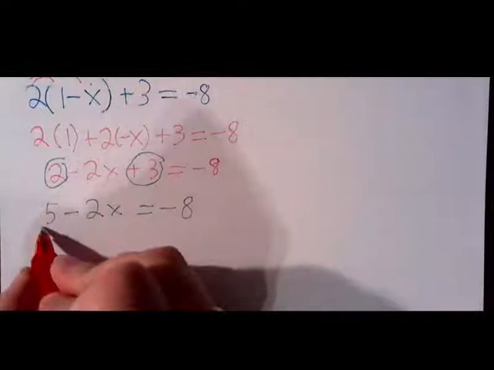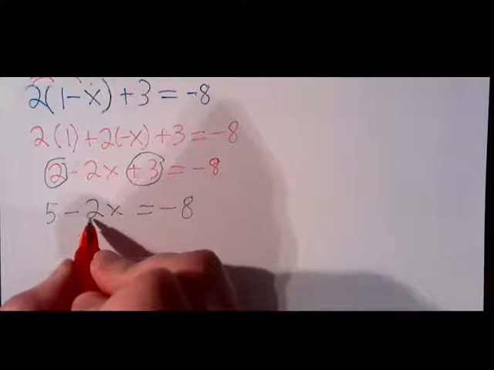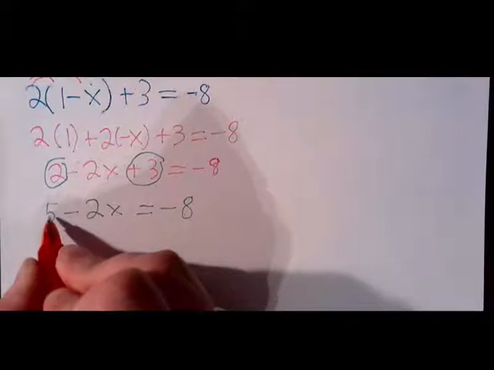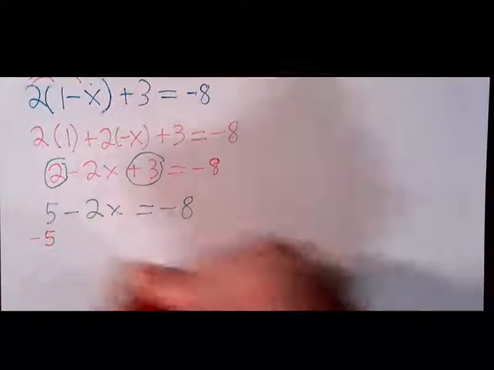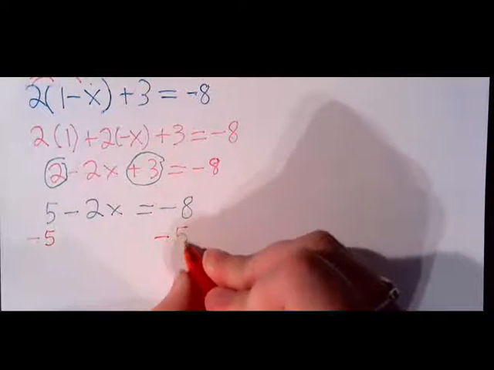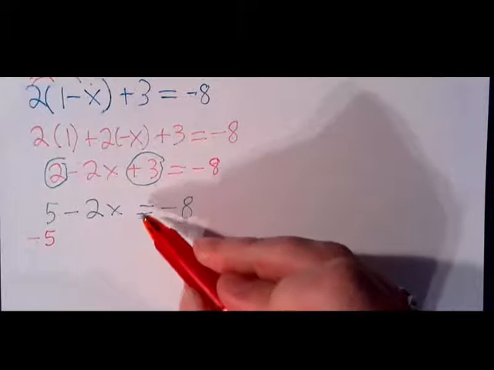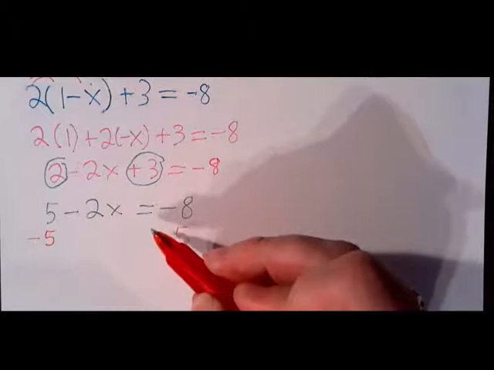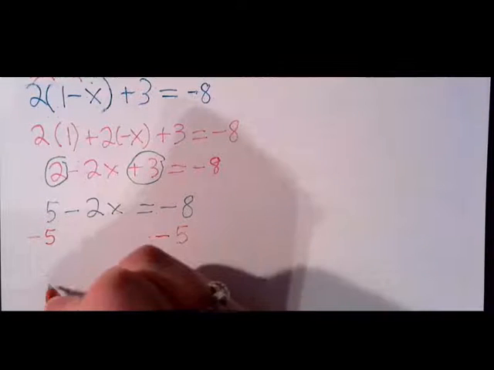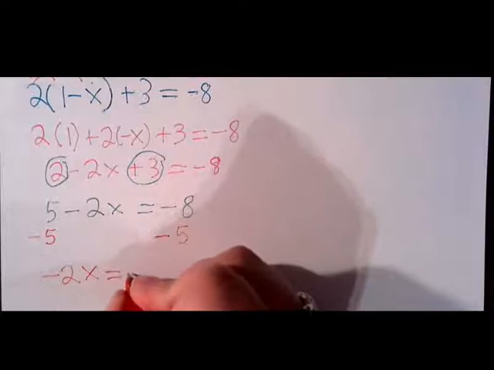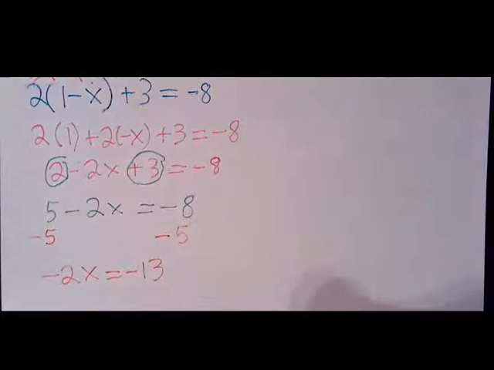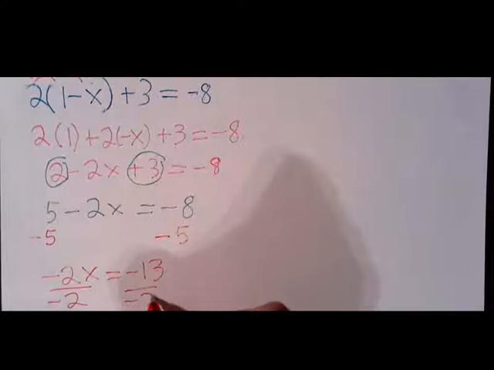So now I've got a 5 that's over here by itself with no variable. Remember, I have to undo that first. So it's positive. So I'm going to subtract it from both sides. Okay, guys, when I talk about both sides, remember that's the equal sign. So negative 2x is equal to negative 13. Okay, now all I've got left is what's multiplying to x. So I can divide by a negative 2.